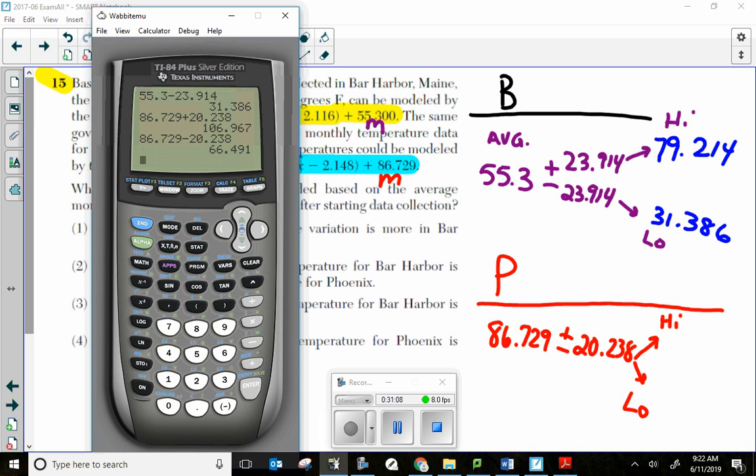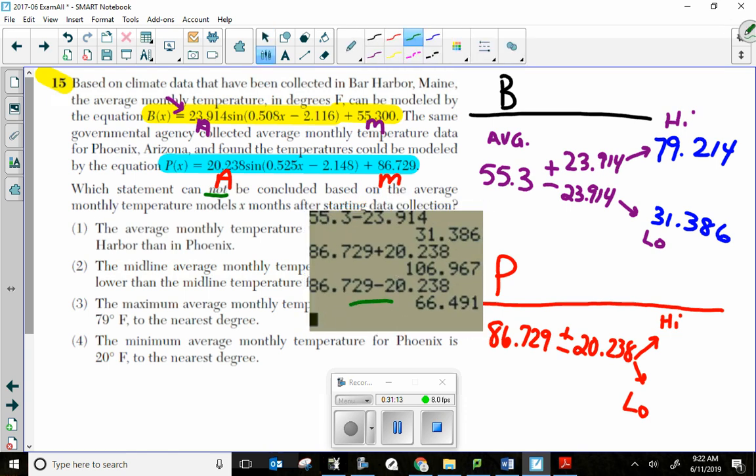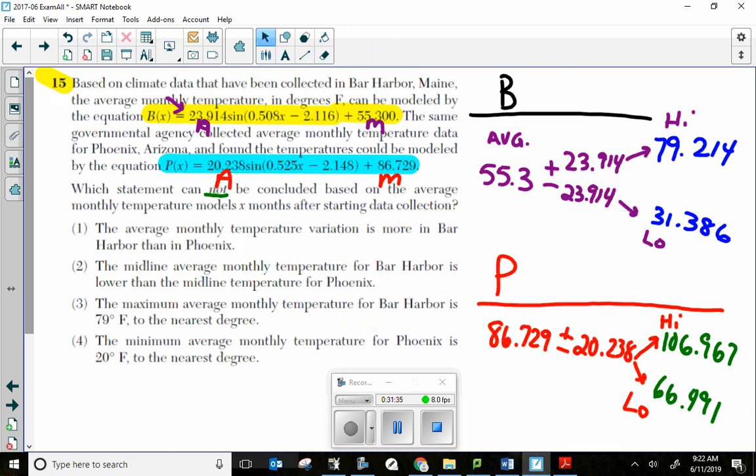All right? So let's do this. Let's find out our highs and lows. Our highs, the average high, what is 106.967, and the average low is 66.491. God, it's good stuff. All right, whew. Now we did all that just so we can make a determination of which answers are best. Now remember, 3 of them are true, and 1 is not.